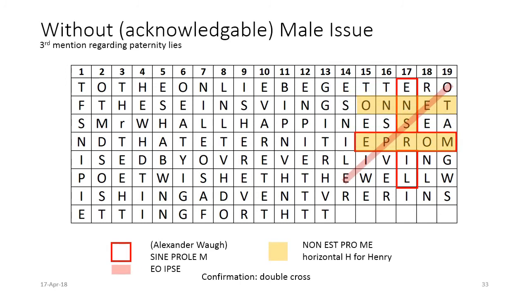This comes from Alexander Waugh again, and what I've done is I've just laid it over the top of my Henry is not for me. It's also in Latin. It's a cross which he found, and the words inside the cross spell out sine prole, which is used in heraldry, and it means without male descendants. So I think what this is trying to say is that in this particular case, Edward de Vere is without an acknowledgeable male descendant. Henry is not for me.